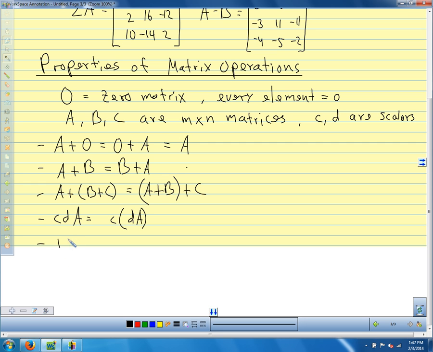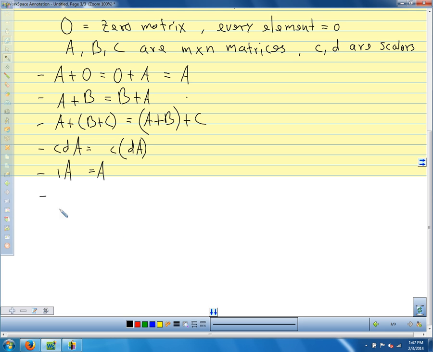The scalar 1 times our matrix always just gives us our matrix back. We can distribute a scalar. We can also distribute a matrix.